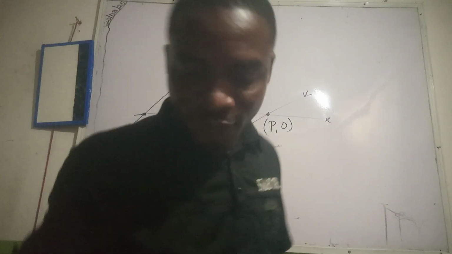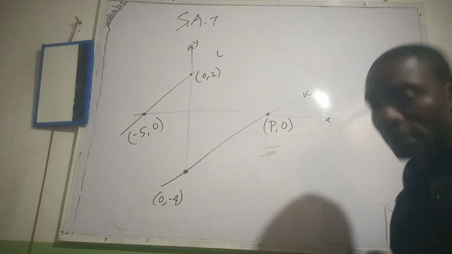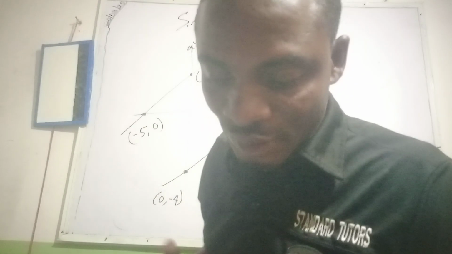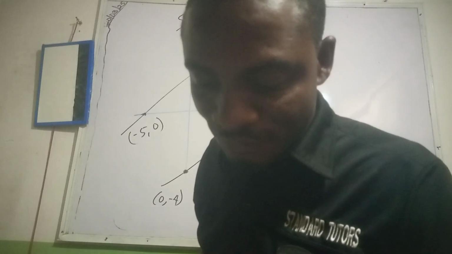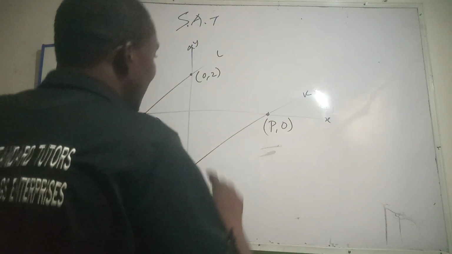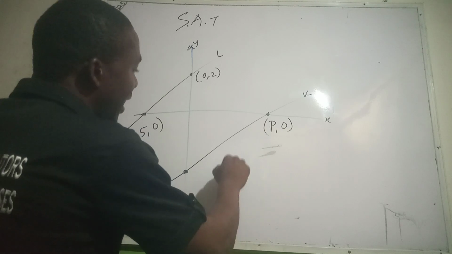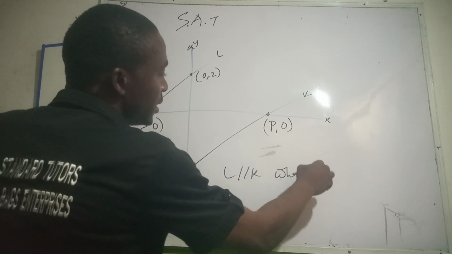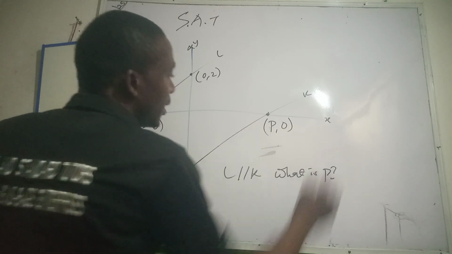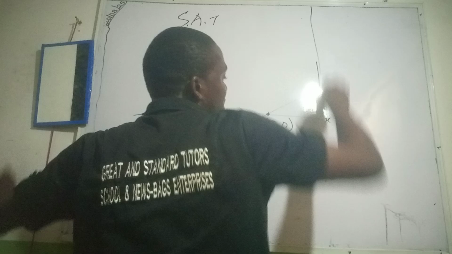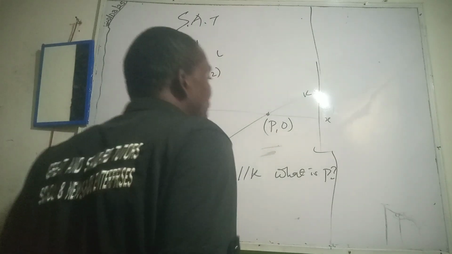What is the question that follows this line now? They say in the XY plane above, line L is parallel to line K. What is the value of P? If the lines are parallel, L is parallel to line K, what is P? That's the question. So the solution is as simple as ABC.